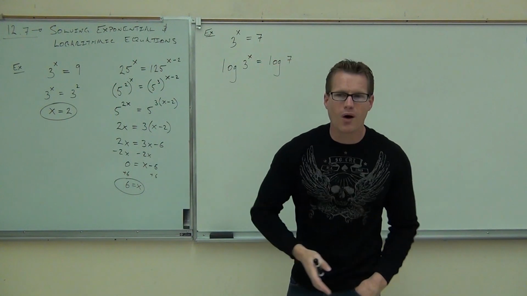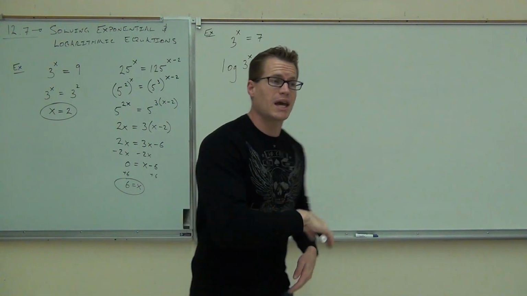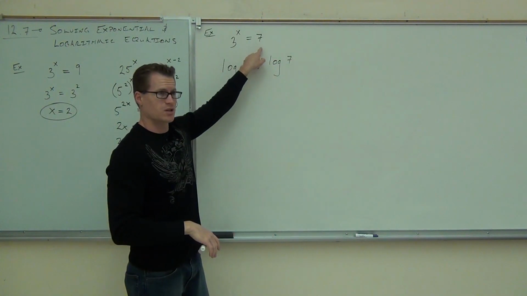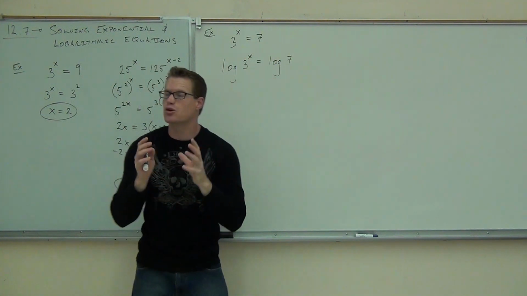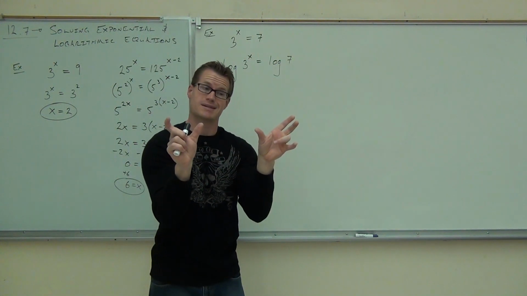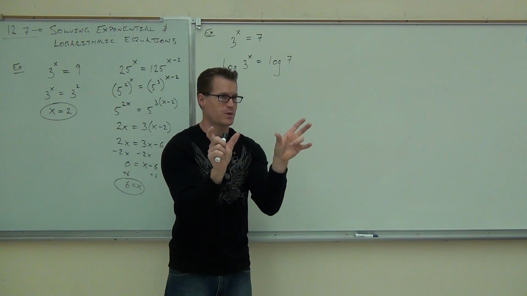We can do whatever we want as long as we do it to both sides. What you can't forget to do is do it to this side too. Because a lot of people, they'll do it to this side because they see that x, and they'll forget about this side. It is an equation. You've got to do both sides at the same time, exactly the same thing. Do you follow me on that?